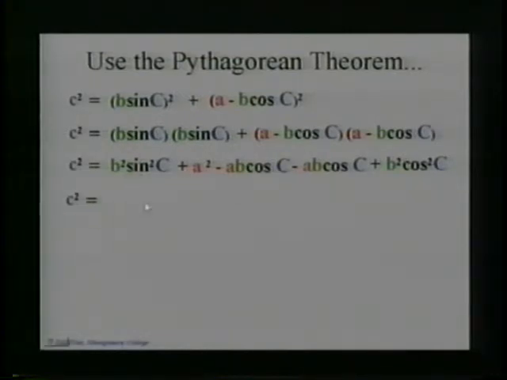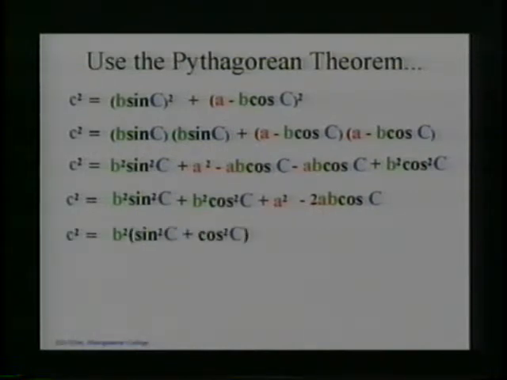Okay, let's see if we can make some sense of all this stuff. Well, c squared, I'm going to take this and bring it down here. I'm going to bring this guy over here. Why do I like those together? We'll see in a second. Okay, then the a squared. And I put these two together. Since they're both the same, I got one of them and one of them, I got two of them.